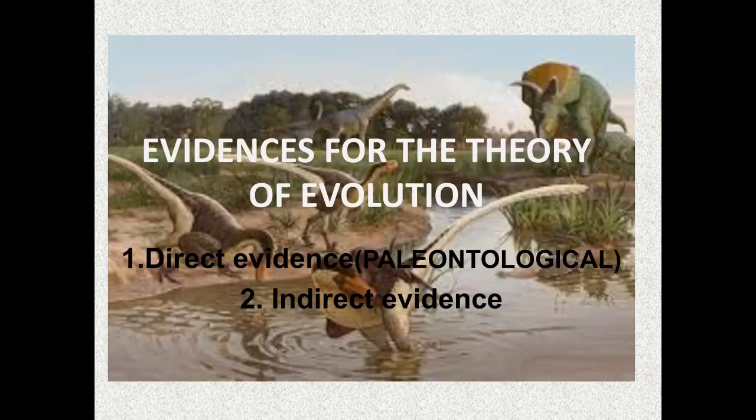So in this video, we are going to learn about the evidences for the theories of evolution from chapter 4, Evolution and Adaptation. In the last video, we talked about the theories of evolution, that is Lamarckism and Darwinism, and we came to know that yes, evolution has taken place on Earth. But now we are going to learn about some scientific evidences or proof for the theories of evolution. So basically there are direct and indirect evidences.